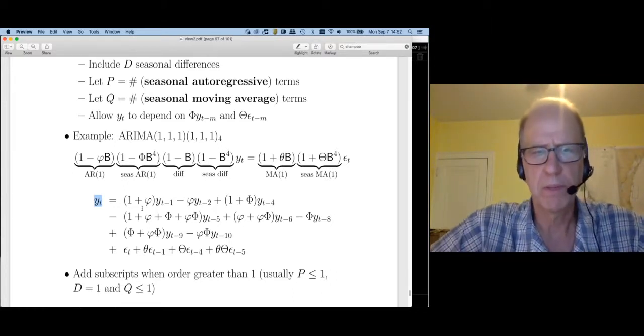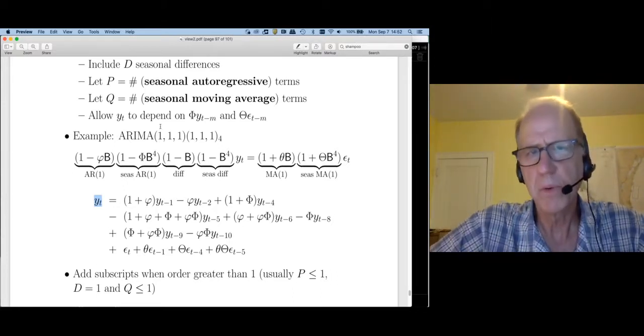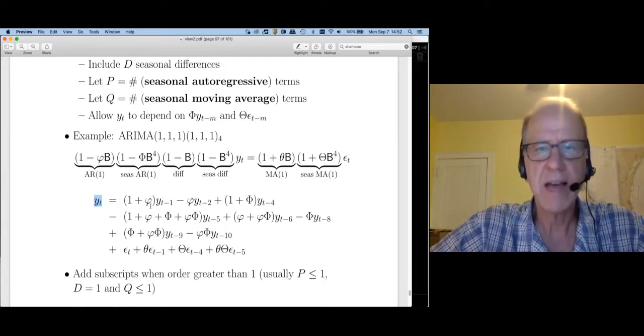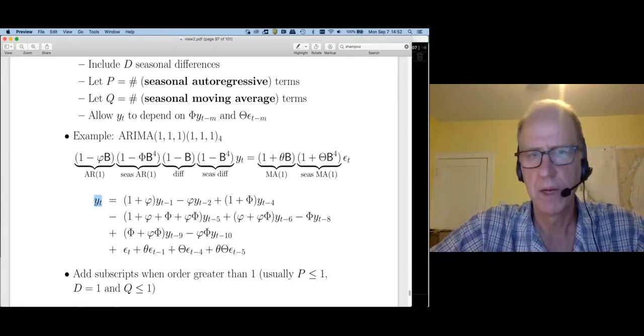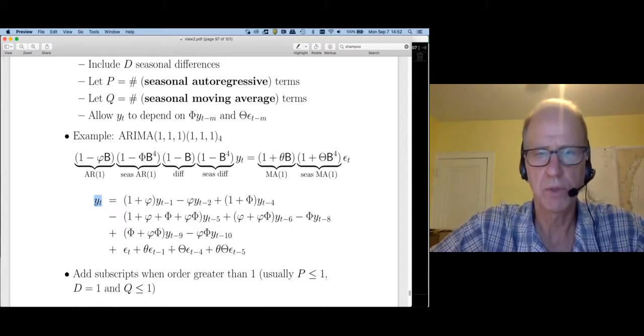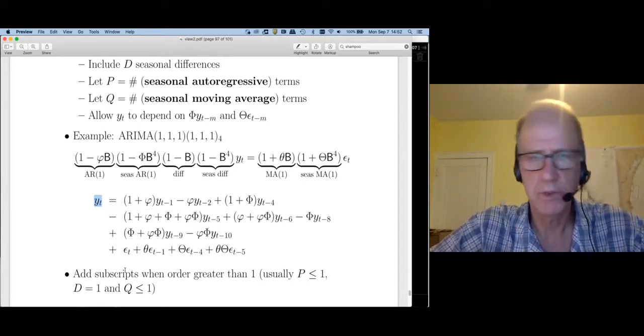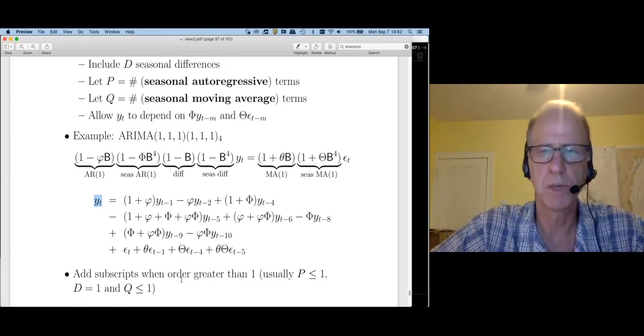A couple more things about this. In my ARIMA (1,1,1)(1,1,1) model, I did not add subscripts. So the textbook would add a sub 1 to all the little phis, all the big phis, all the little thetas, and all the big thetas. Since there's only one of each of these, I omitted the subscripts. If you have more than one, as we did with ARIMA, we'll just add some subscripts.